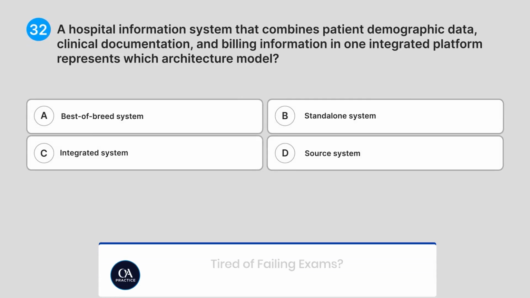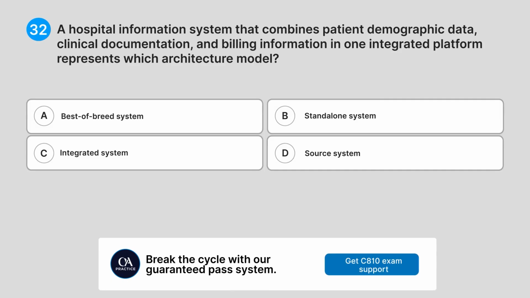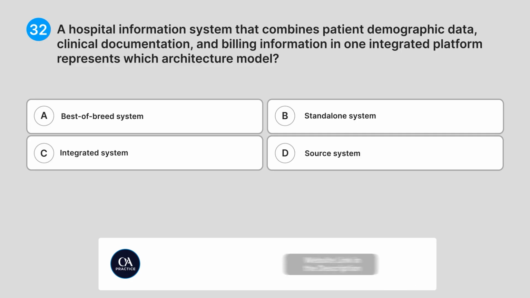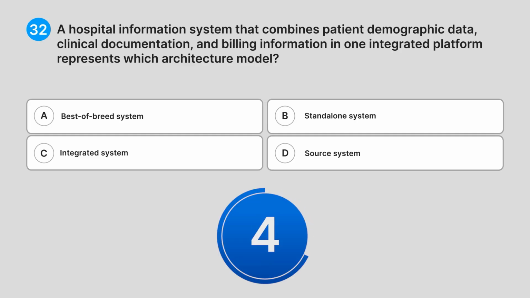32. A hospital information system that combines patient demographic data, clinical documentation, and billing information in one integrated platform represents which architecture model? A. Best-of-breed system. B. Standalone system. C. Integrated system. D. Source system. Do you know the answer?